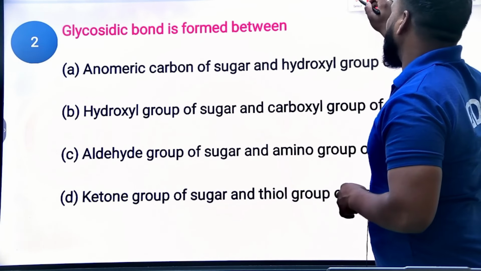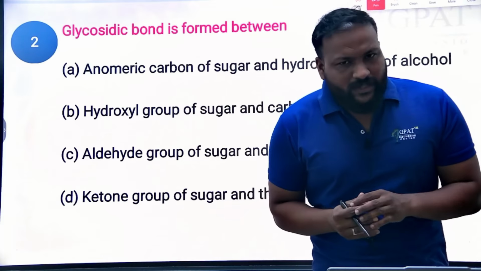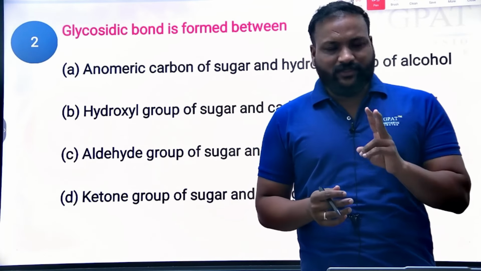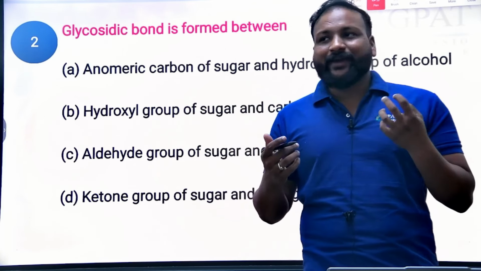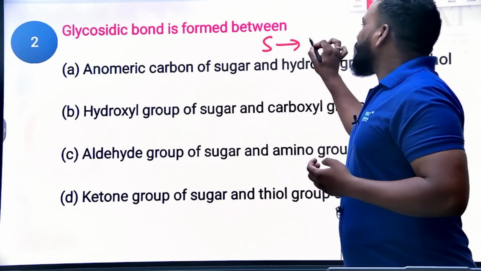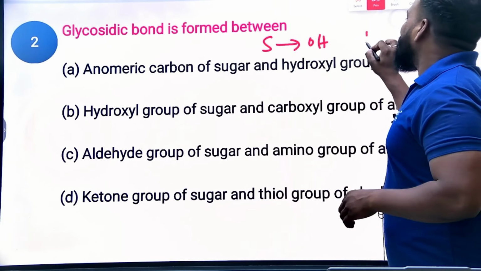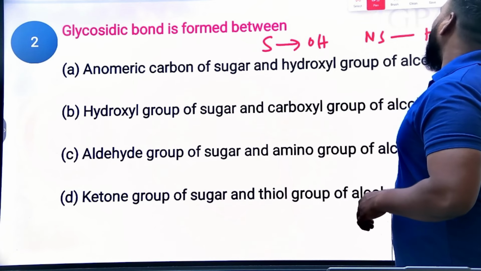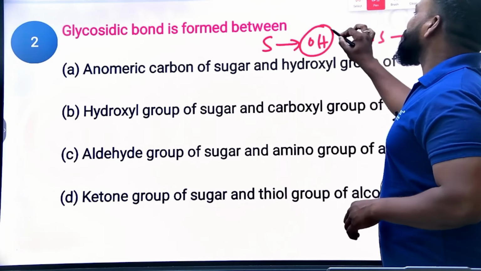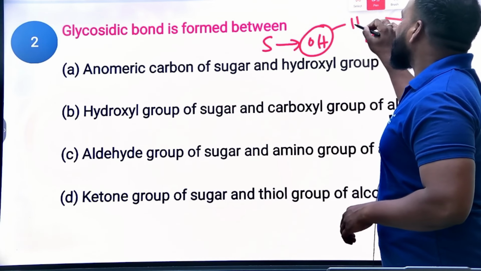Let me tell you more clearly. Glycosides are comprised of two moieties: a sugar moiety and a non-sugar moiety. From the sugar moiety, we get a hydroxyl group, and from the non-sugar moiety, we also get a hydroxyl group. H plus OH is removed as H2O.